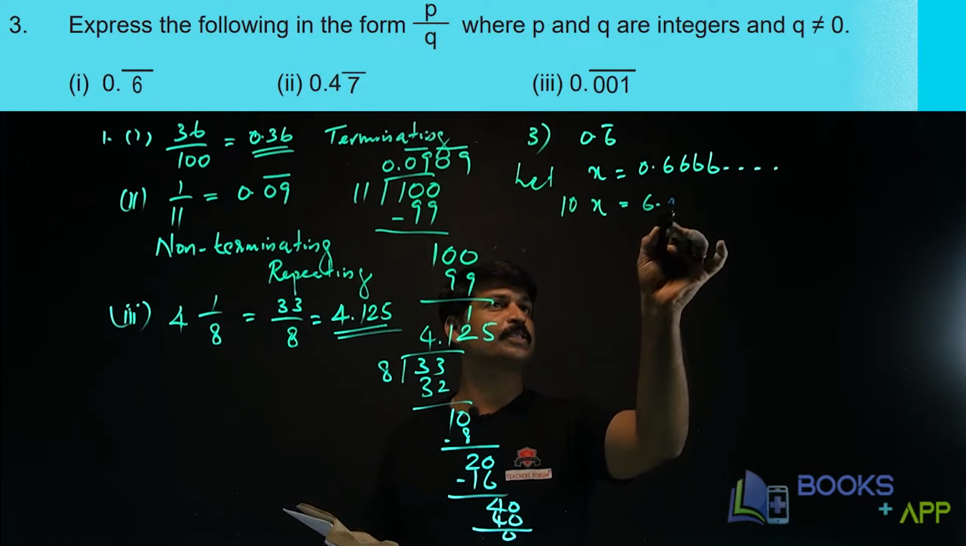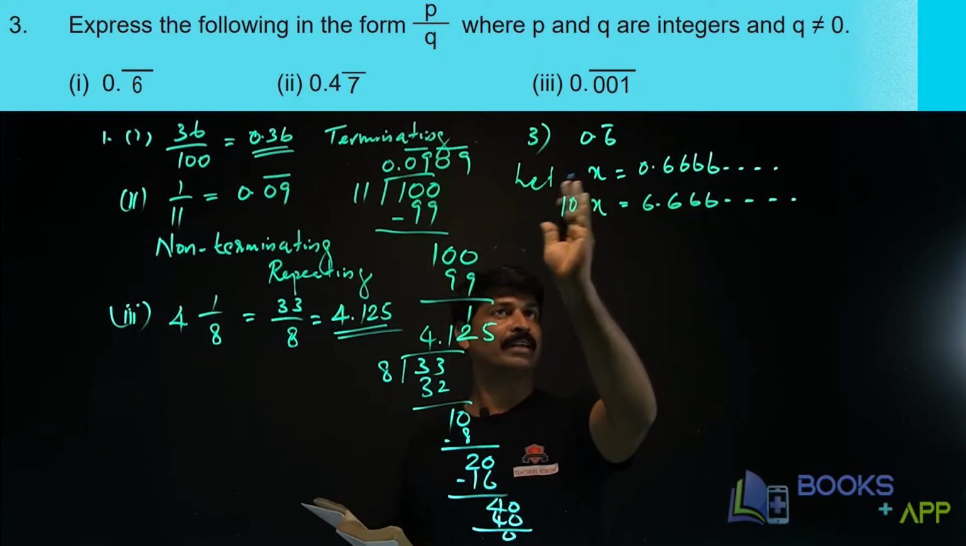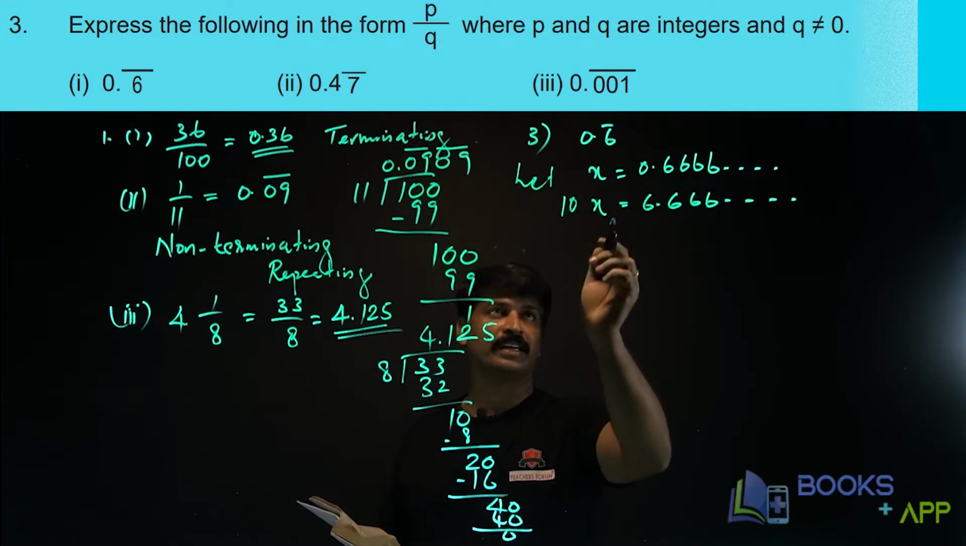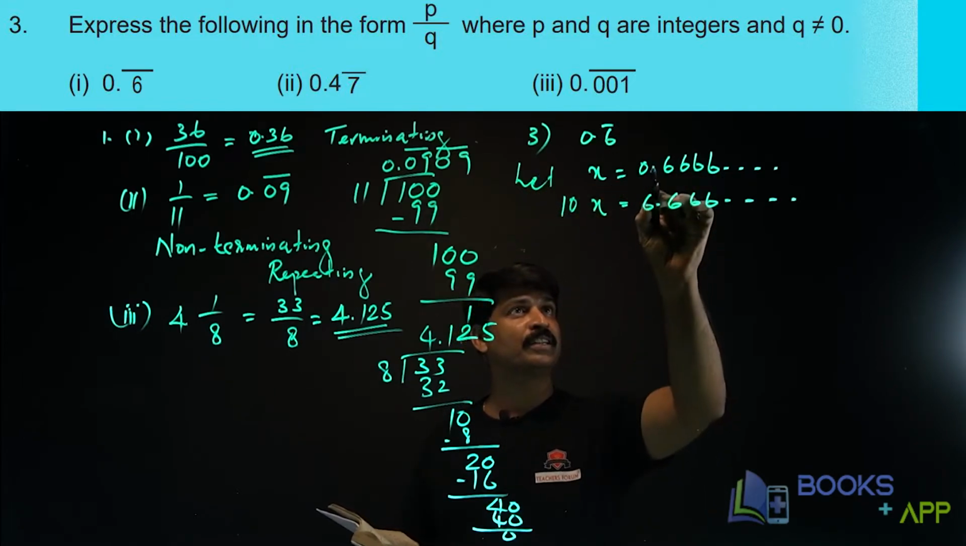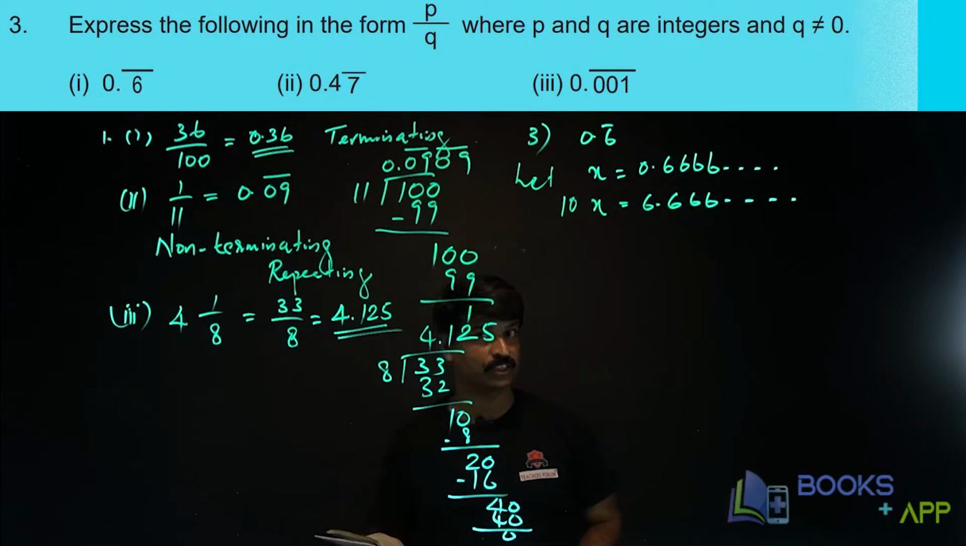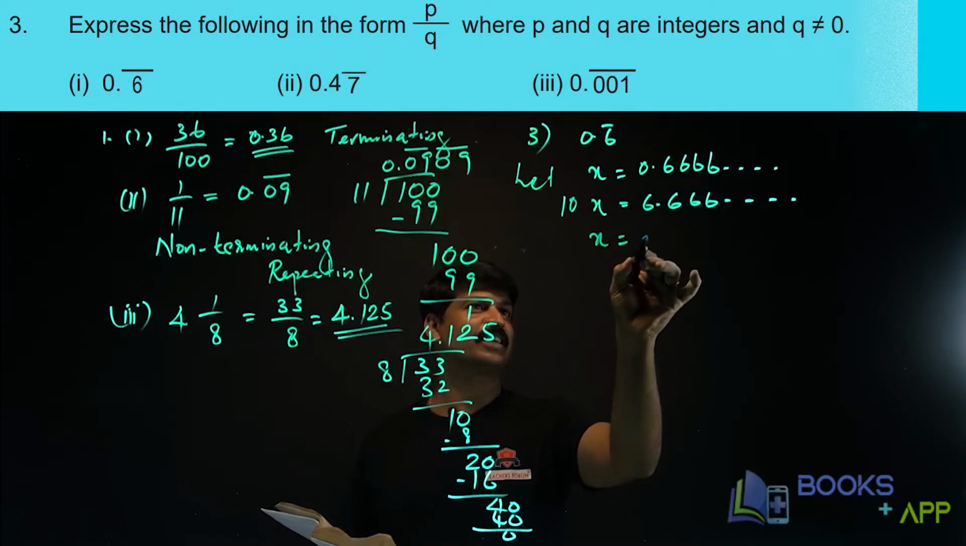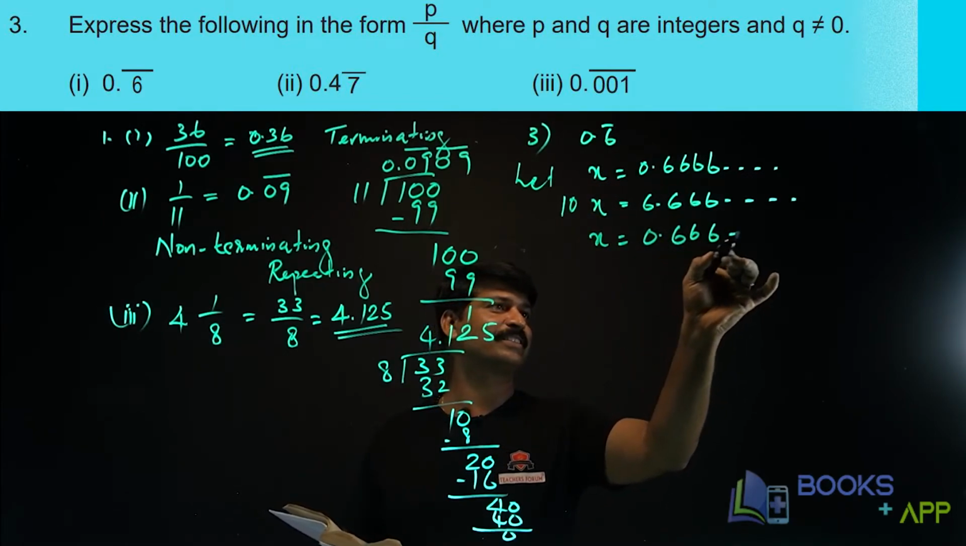So it becomes 6.6666 etc. When you multiply on LHS by 10, you get 10x. On RHS, when you multiply by 10, the decimal point will jump to here. So that becomes 6.666 etc. Now let us write the x once again. What is x? X is equal to 0.666 etc.